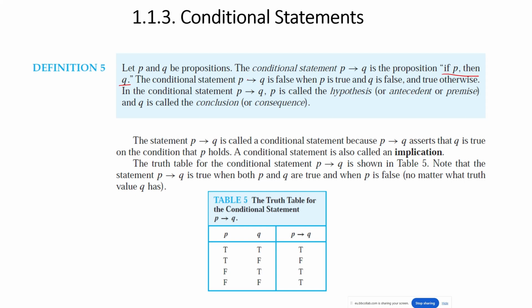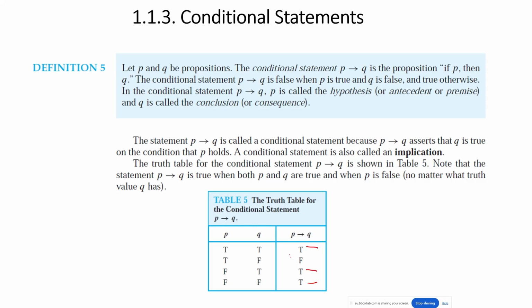The conditional statement, if P then Q, is false when P is true and Q is false, and true otherwise. That means this is going to be false only in one case. What's that case? If P is true, but Q is not true, it's false. Everything else is going to be true.